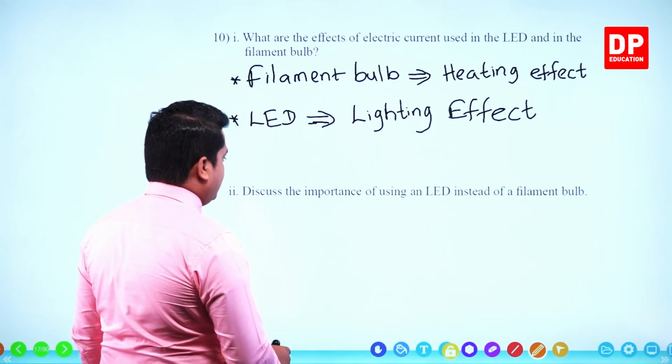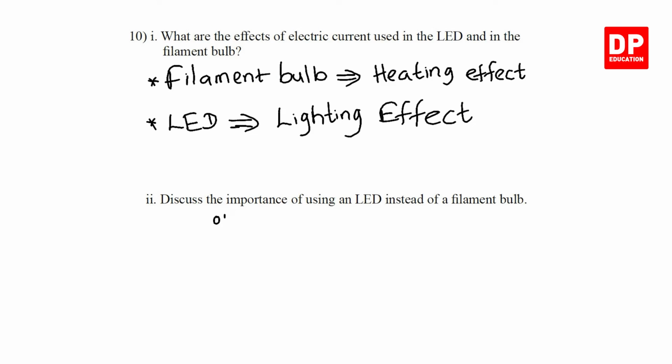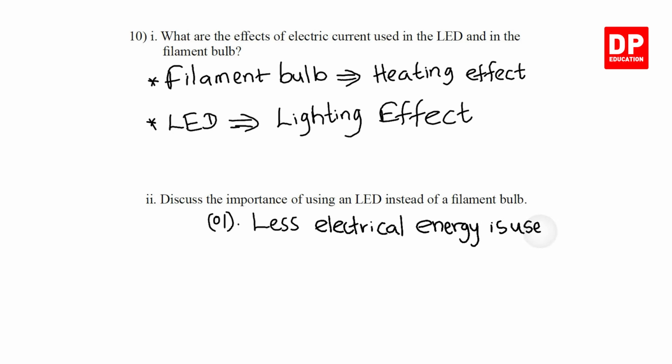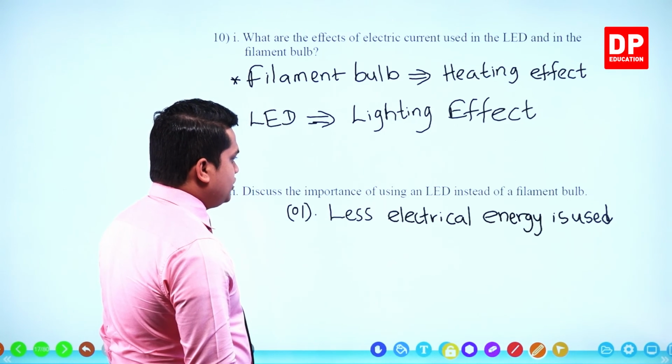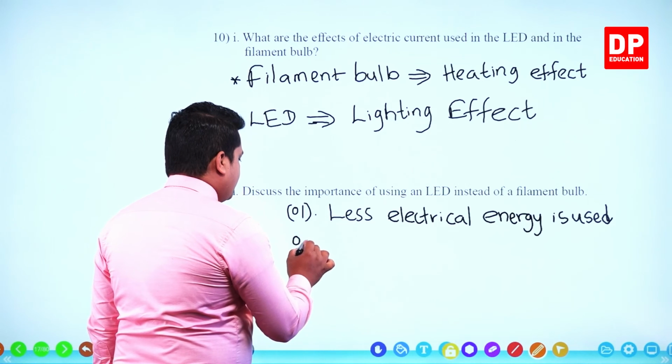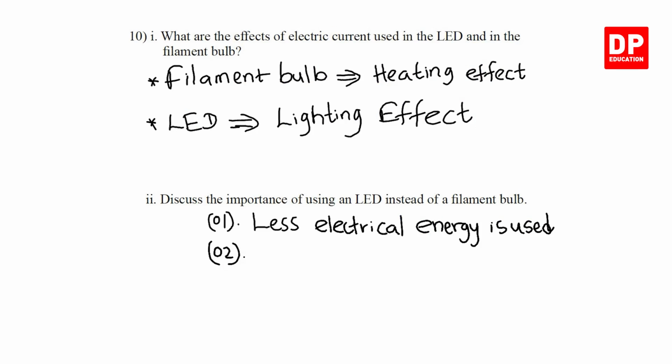So we can write like this. Number one, less electrical energy is used, right? Less electrical energy is used. Number two, more lifetime.